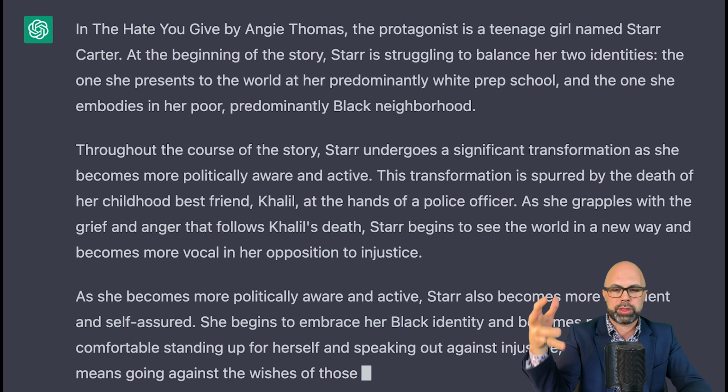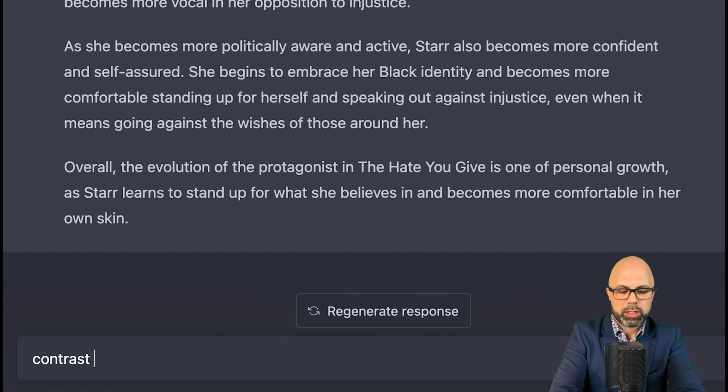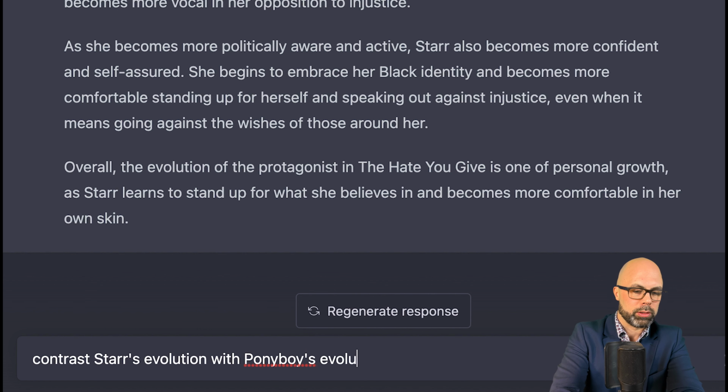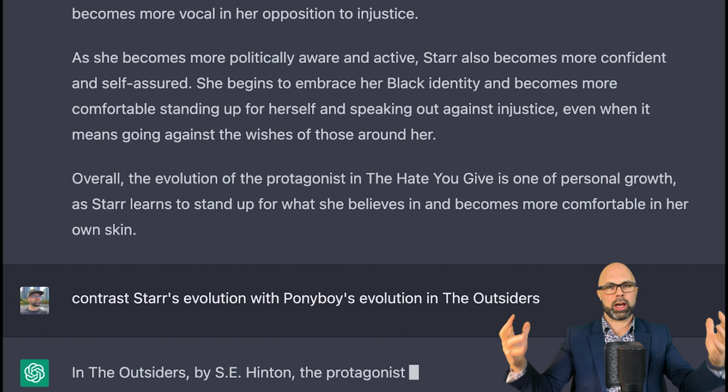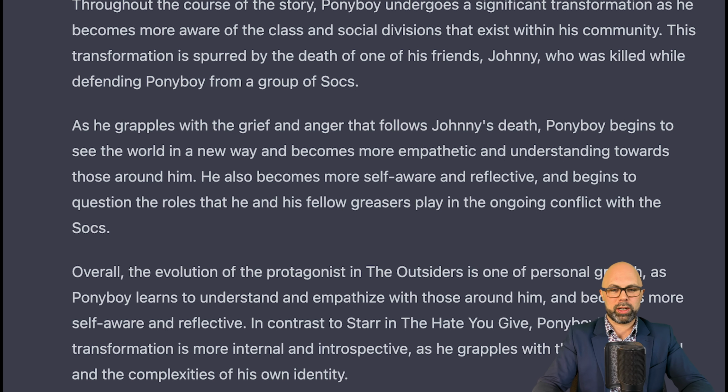Let's throw ChatGPT for a bit of a loop. Contrast Starr's evolution with Ponyboy's evolution in The Outsiders. That's gotta be tough. Look at that. That is amazing. Just like that, it reached into a lot of knowledge about the protagonist in one novel written in the last 10 years and compared it with the protagonist from another classic teen lit work from about 50 or 60 years ago. Okay.